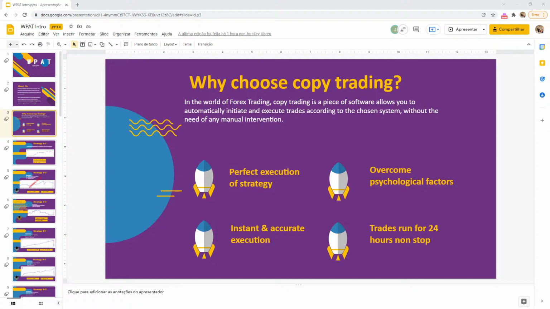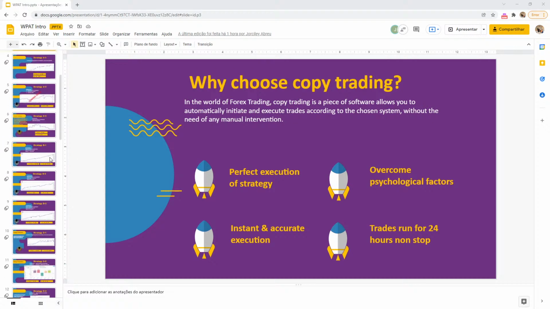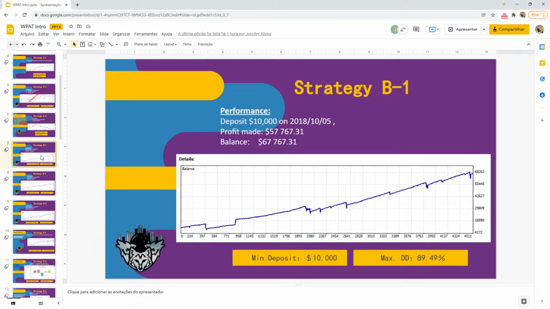Now, enough talking about copy trading. Let's dive into what we want to talk about for this week. We've got more systems, and this week we want to talk to you about 3 specific systems. They are B1, B2, and B3.